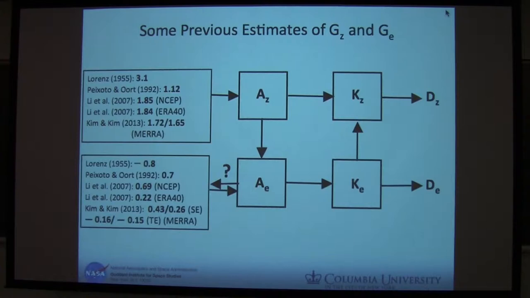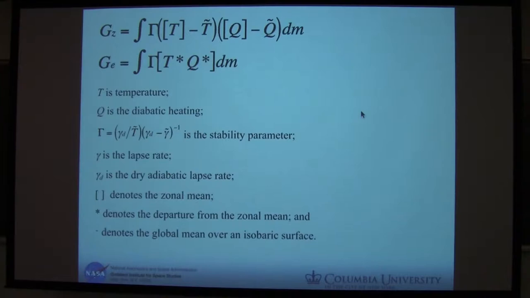All of these estimates have been derived as residuals in the energy budget, and so they don't tell us about the contributions from each diabatic heating term, which is the topic of today's talk. So how did we compute GZ and GE? We used the equation for the approximate form of G given by Lorenz. The exact form of G depends on heating multiplied by the efficiency factor, which is determined by the deviation of local pressure from average pressure on an isentrope.